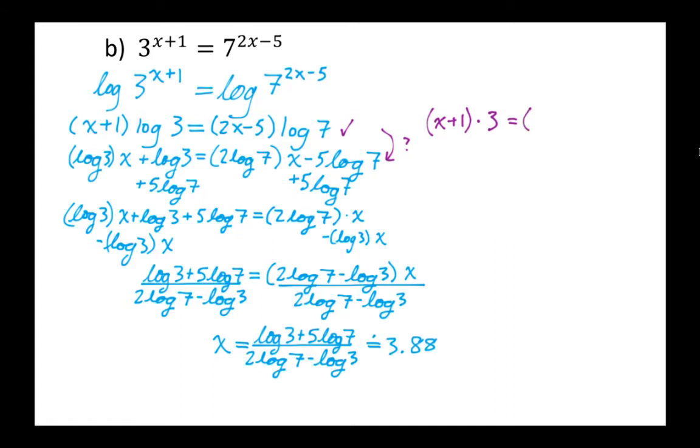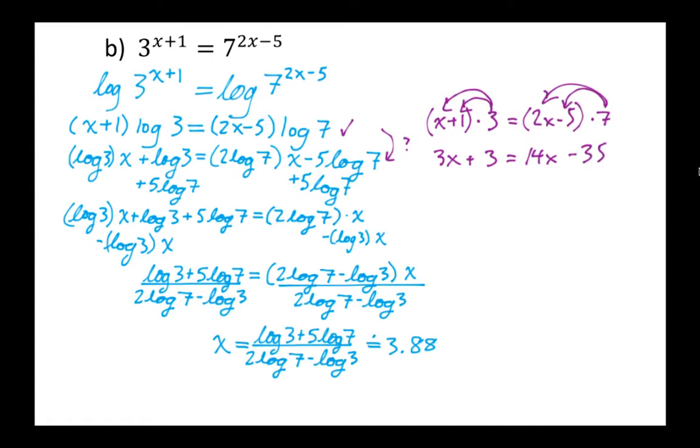And on the other side, we've got 2x minus 5. And then we've got a times log 7, which again could be confusing for some people. So let's say it's just a number. Okay? So the process is we expand the brackets. So I do 3 times x and I do 3 times 1. 3 times x plus 3 times 1. And I do 7 times 2x, that's 14x. And I do 7 times negative 5, that's negative 35.